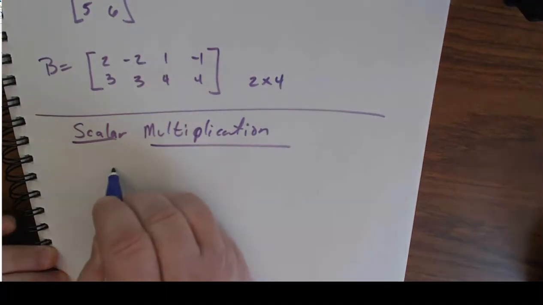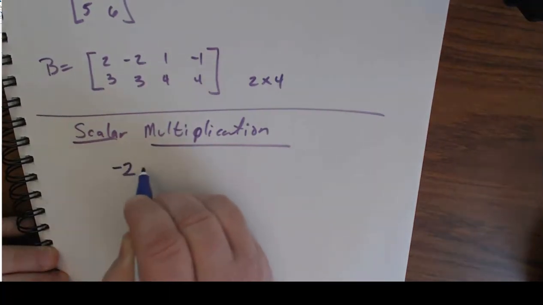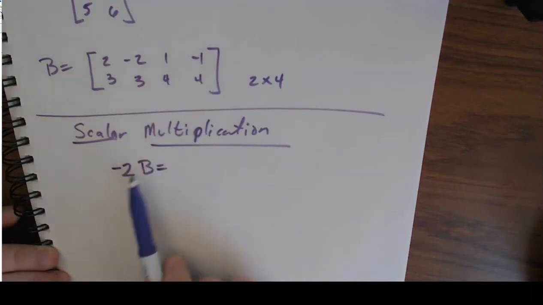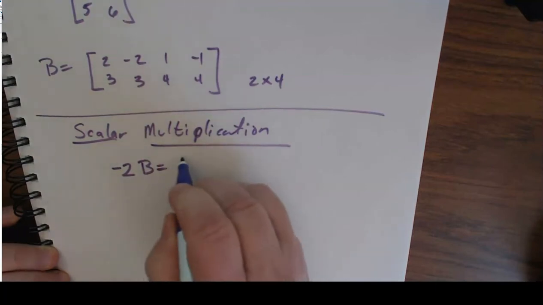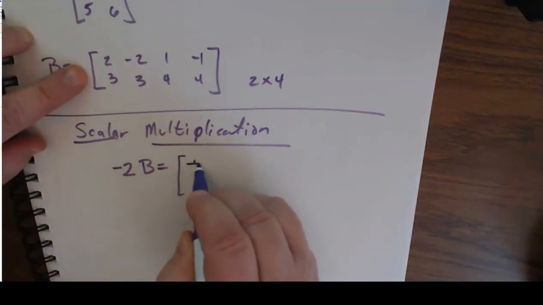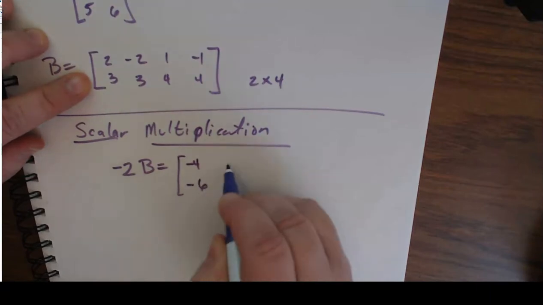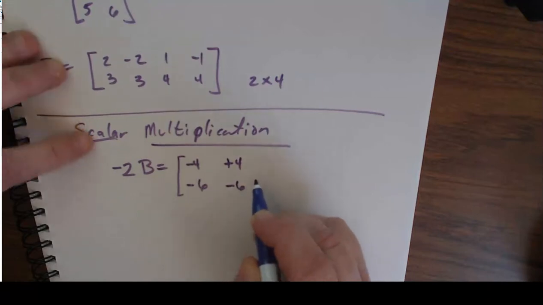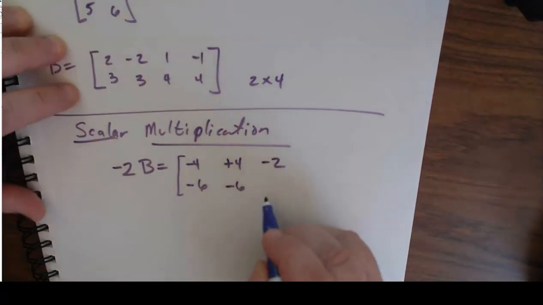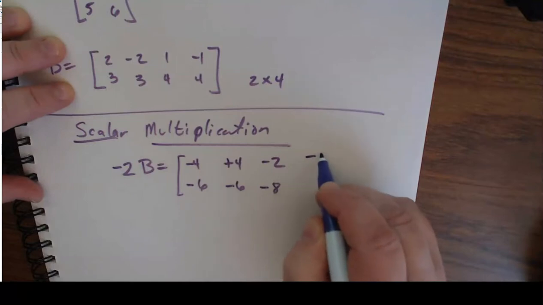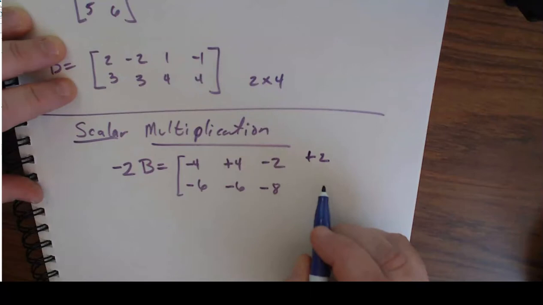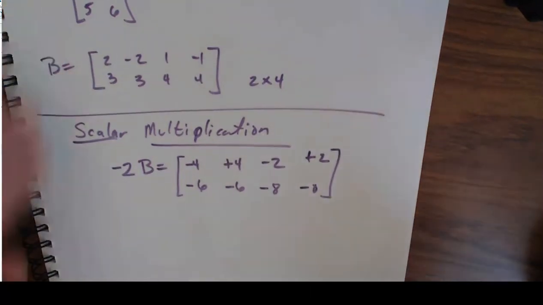So I could say like -2 times B, which means I would take all the numbers in B and multiply them by -2. So I get -4, -6, +4, 6 again, -6 again, -2 times 4 is -8, and so on. So that's pretty straightforward.